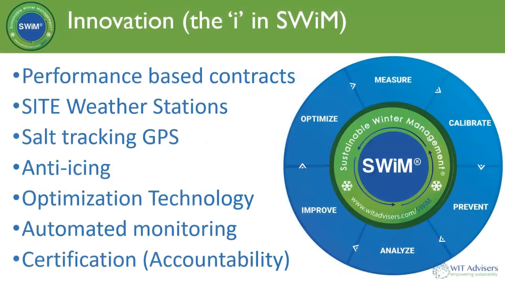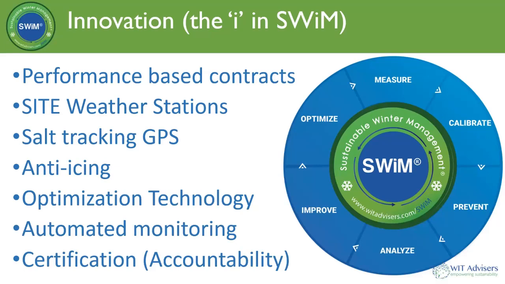And so trying to simplify that a little bit more, we think about that in terms of performance-based contracts, or more so something we talk about on the private side or at the property level. But in all cases, we're using site weather stations, GPS-enabled salt tracking, prevention of the bond through an anti-icing method process, and optimization technology that includes things like the segmented plow technology that Chris spoke about. And then we look at that through an automated monitoring process.